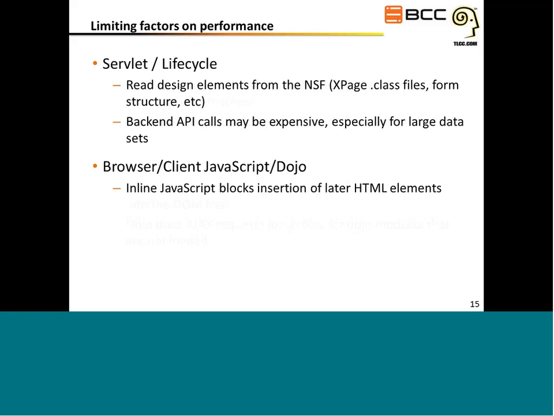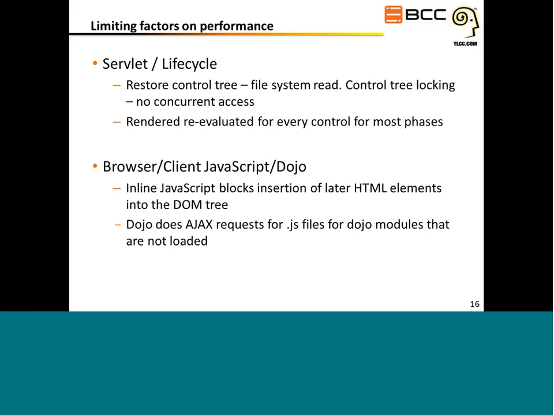Lifecycle, we spoke of this, and I think Howard will give you some more details on the lifecycle later in the show. There are file system reads, so this is where the hard disk comes into play. You have to have a fast hard disk to handle all these file IOs, and also concurrent access can block some parts of your application. So this is also to take into consideration when speaking of a fast application.